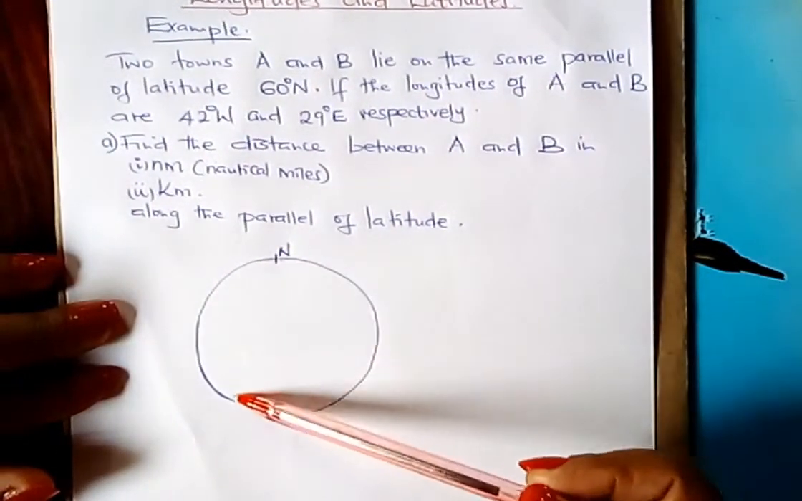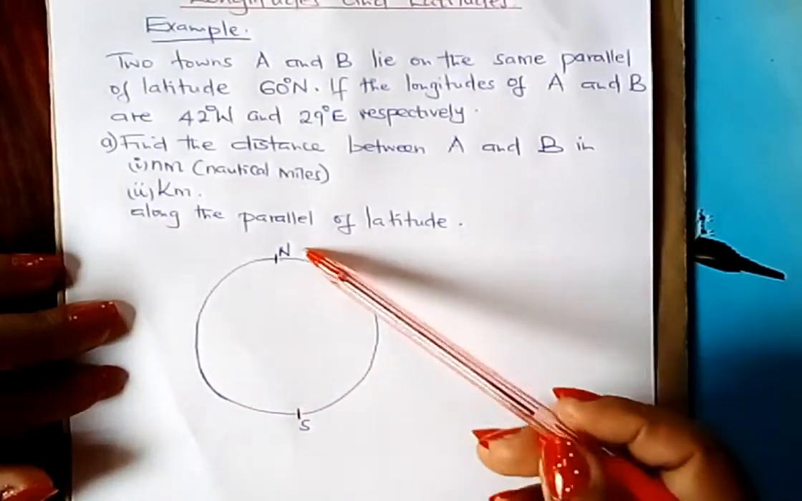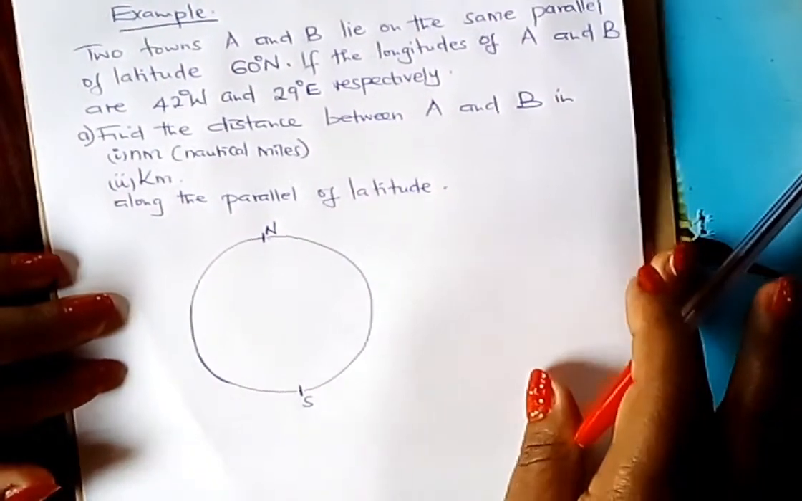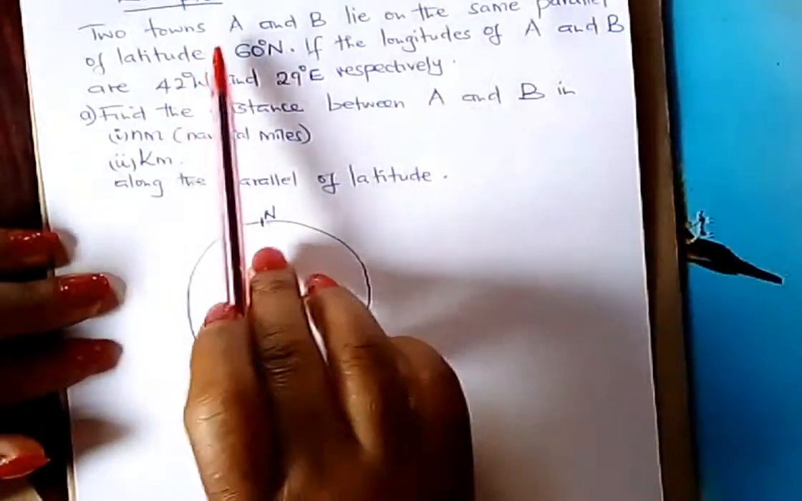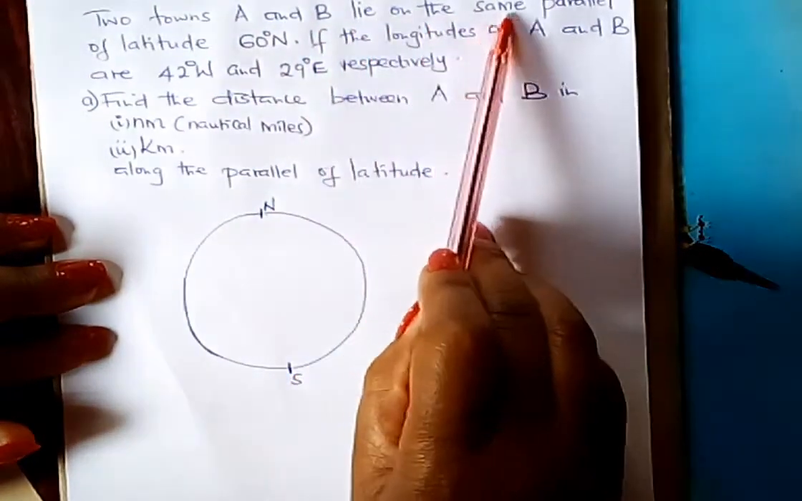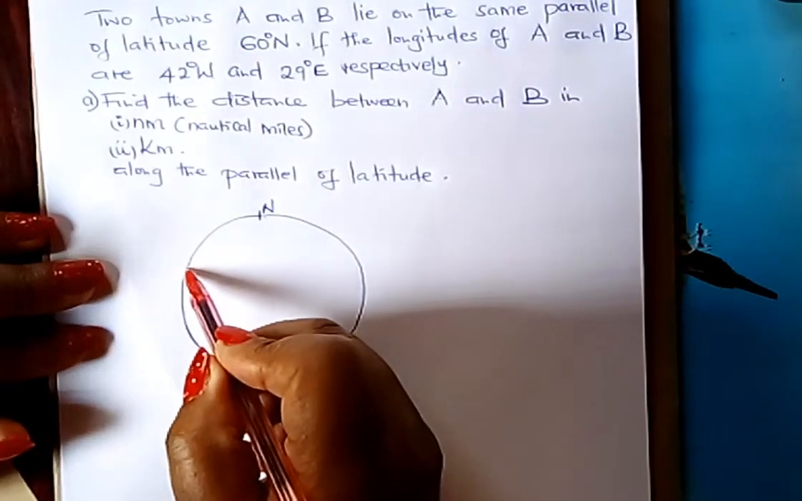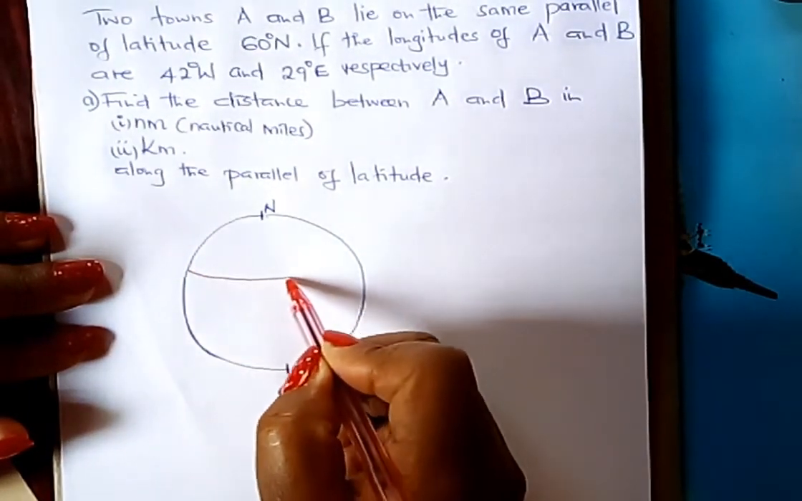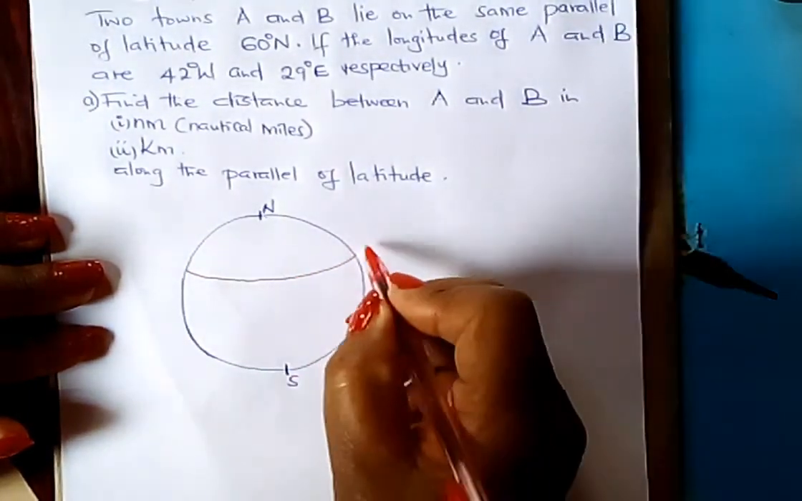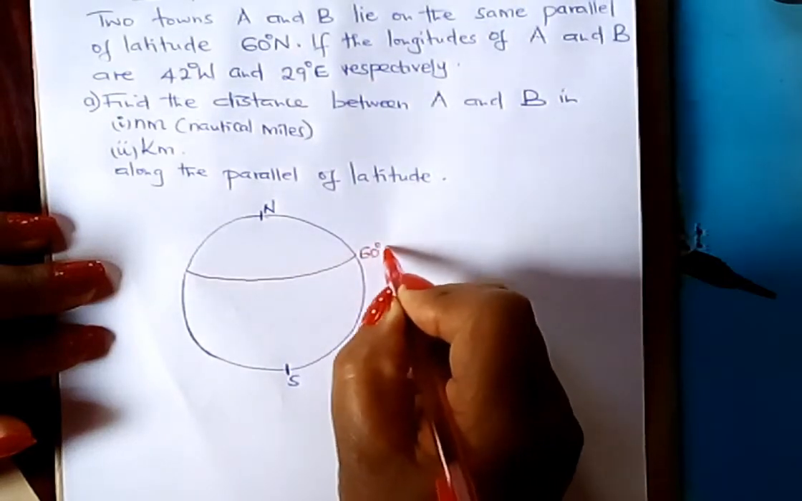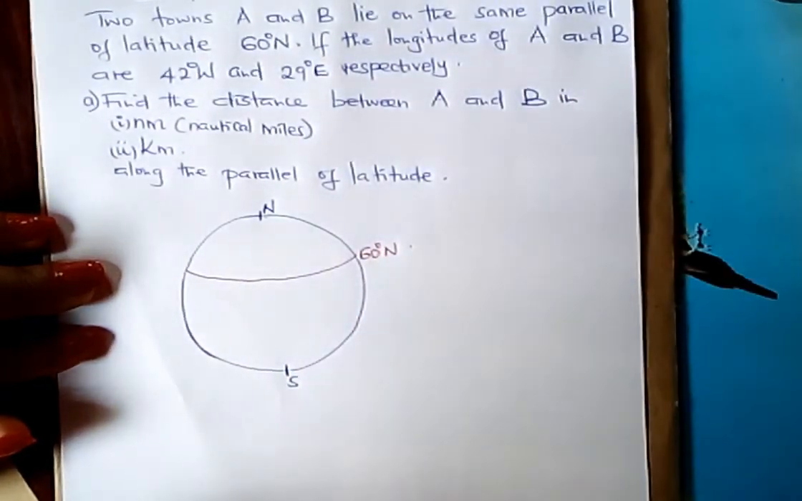The first thing is to draw such a globe. You draw the globe so that you see the places clearly. So you are told A and B lie on the same latitude, 60 degrees to the north. You come and draw your latitude like that, and you label it 60 degrees to the north.